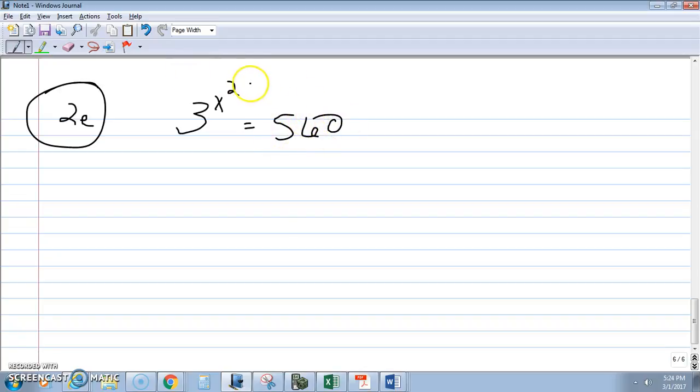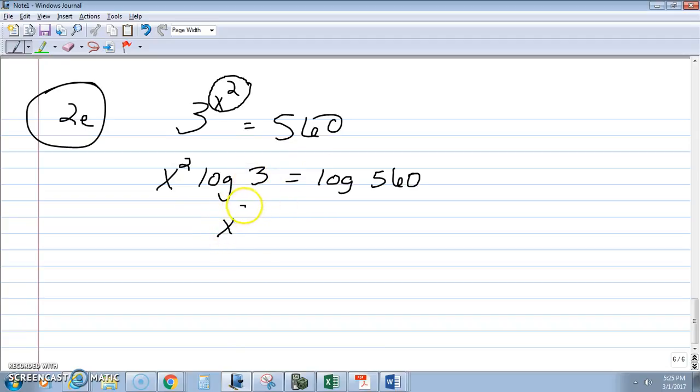Okay. And whenever you have the variable in the exponent, to get it down, we have to take a log, and it comes out front. So x squared times the log of 3, right? And what you do to one side, you have to do to the other. So then we have to take the log of 560. Okay? What does that do? The log of 3 is just a number. So we're going to divide both sides by the log of 3 to get x squared by itself.